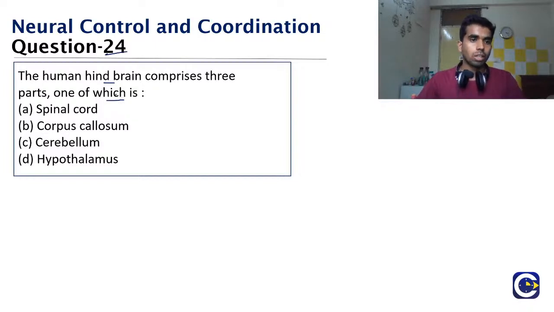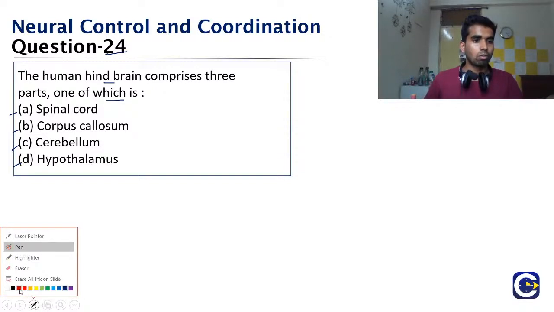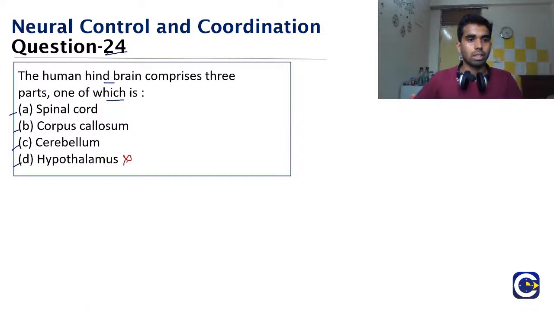In the earlier question, I told you about the forebrain. Remember each and every part, including the hypothalamus, as they are frequently asked in the examination. Now in this question, we will cover the hindbrain. Option A is spinal cord, option B corpus callosum, option C cerebellum, and option D hypothalamus. Obviously, the hypothalamus is not an option because it is part of the forebrain, so it is cancelled.